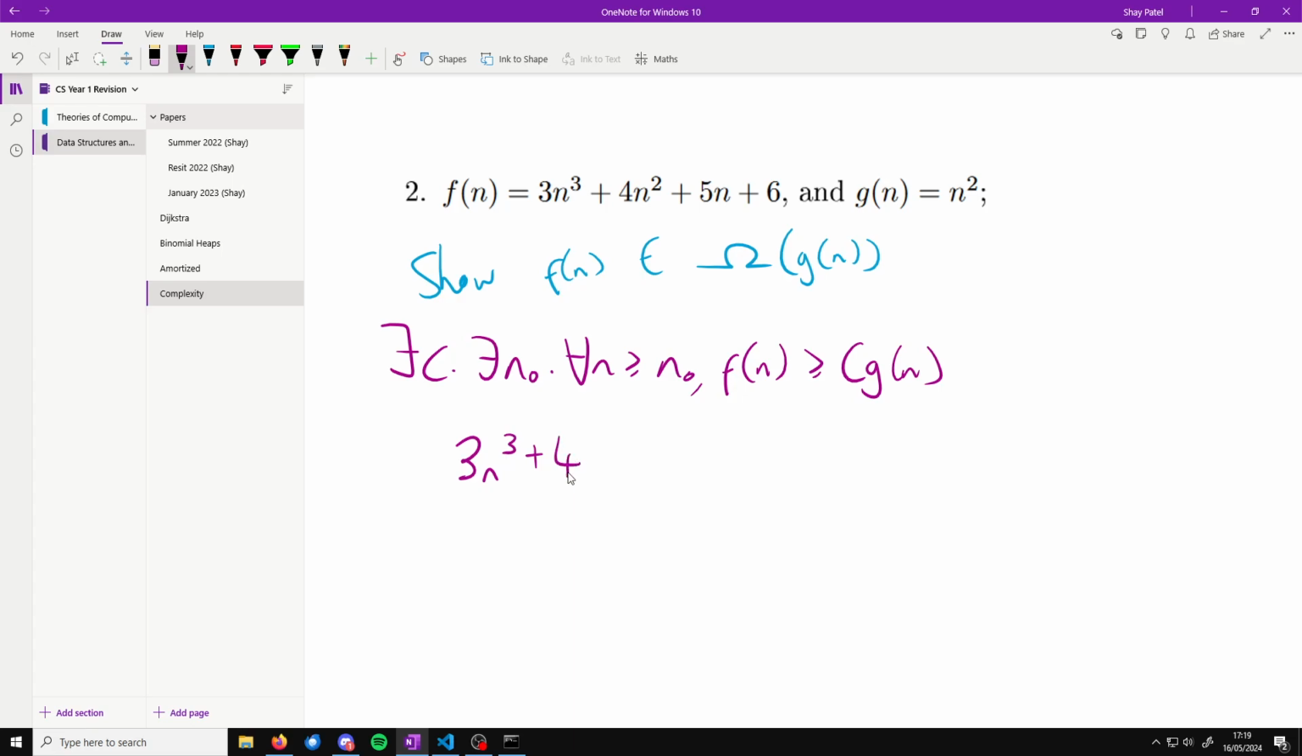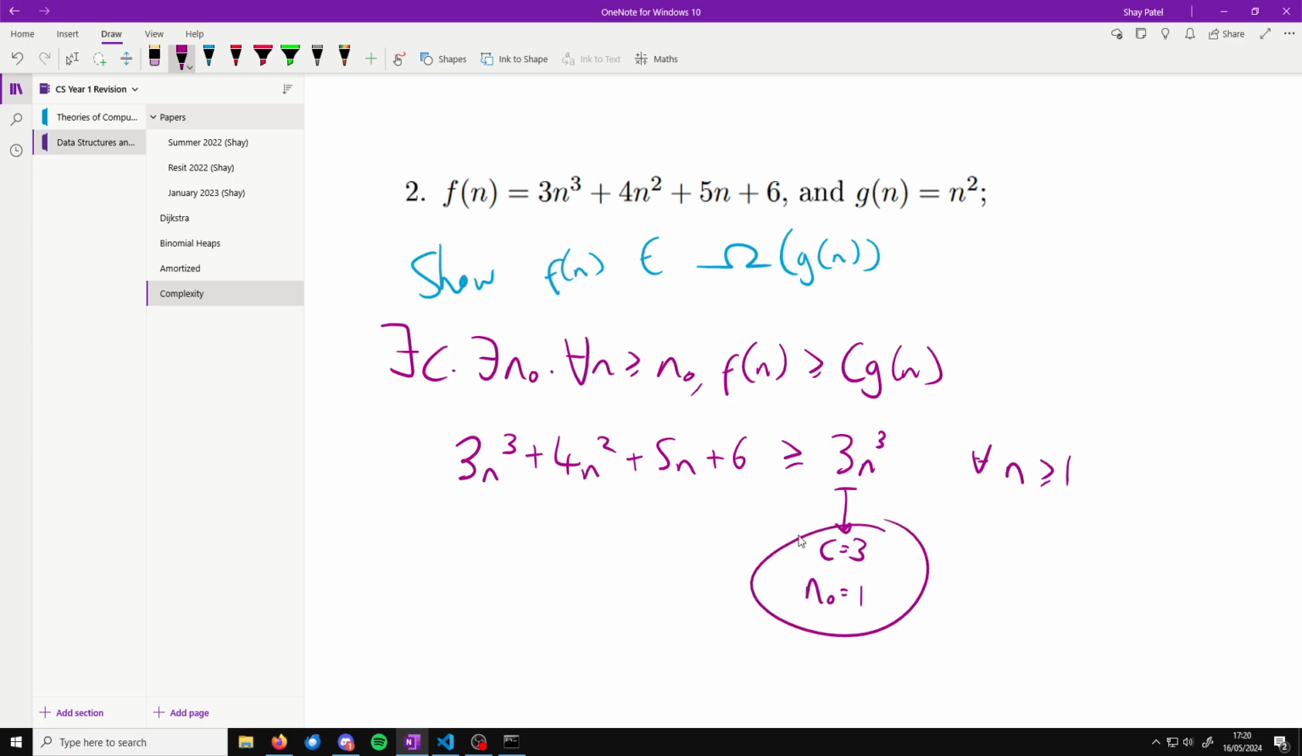3n cubed plus 4n squared plus 5n plus 6 is always going to be greater than or equal to 3n cubed, for example. If we just take this term, without all of these extra added stuff, this is always going to be greater than or equal to this. Can we all see why that works? For all values of n greater than or equal to 1, this would hold. And so our c value would just be 3. C equals 3, and our n0 value can just be 1. So because we found these two values, very similar to big O, we've proved this whole statement here. There exists a c, there exists an n0, such that for all n greater than or equal to n0, f of n is greater than or equal to this lower bound, c times g of n. So that's how we'd prove that something's in omega of g of n.